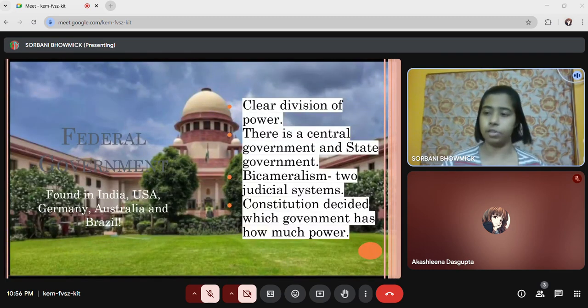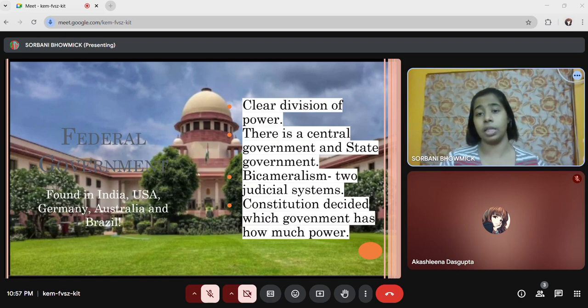Now, federal government. You can see the picture? Yes, that is the Supreme Court of India. Before we move into the judicial system, you see the examples mentioned here: India, USA, Germany, Australia, and Brazil. Yes, absolutely. So these are the examples where the federal form of government can be found. Now, there is a clear division of power. This is one of the most important features of a federal form of government.